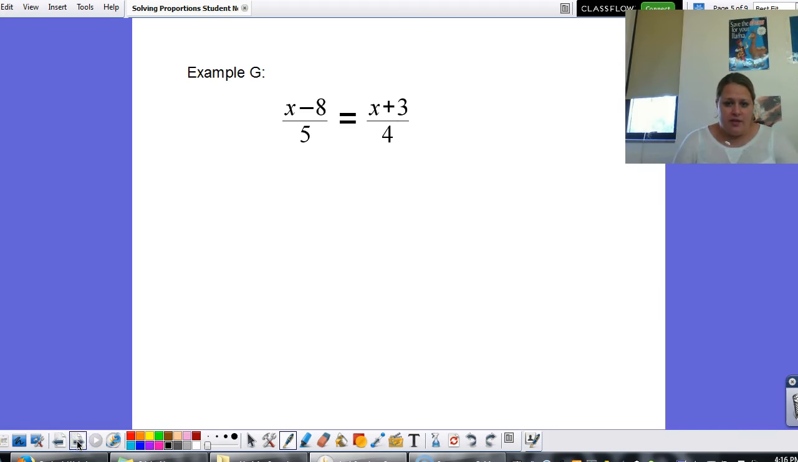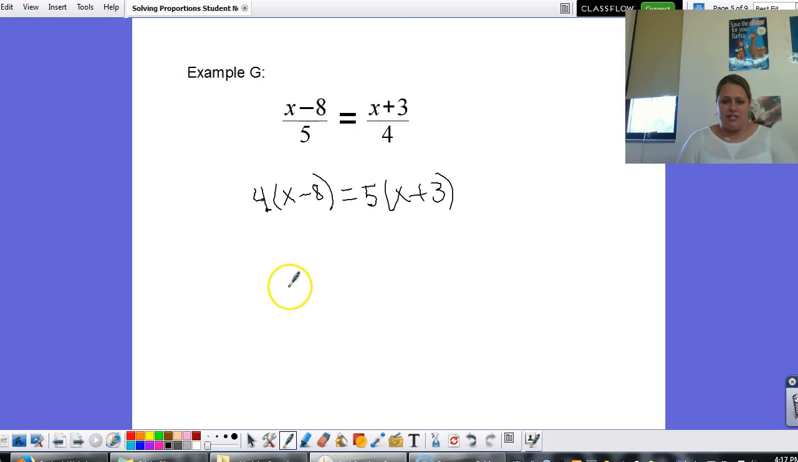Now, here's what I'd like you to do. I keep thinking I don't have any more examples, and I forget that I have more. So let's keep going. Okay, again, x is hanging out with something else. It's a group. So I'm going to keep it together as a group. What's x minus 8 get multiplied by? 4. Let's put the 4 in front to make it easy on ourselves. Let's cross multiply again. X plus 3 has to stay together as a group, and the 5 it's getting multiplied by is going to go in front.